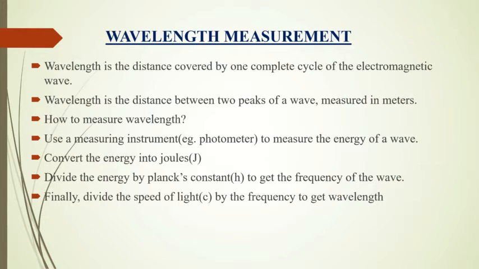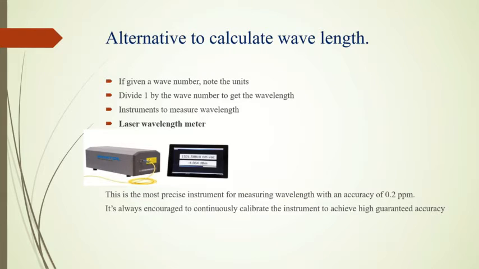We also have the alternative of calculating that by using the wave number. If we are given a wave number, we note its units and then get 1 and divide by the wave number to get the wavelength. That means wavelength will equal 1 divided by wave number.